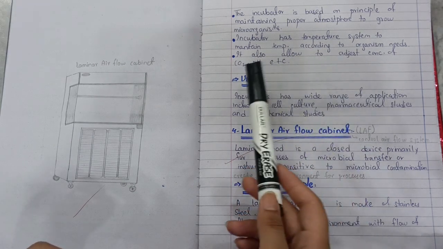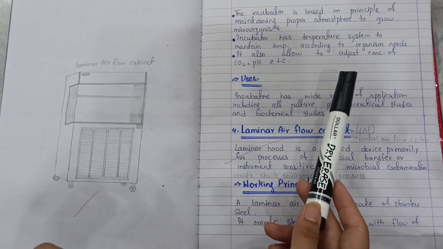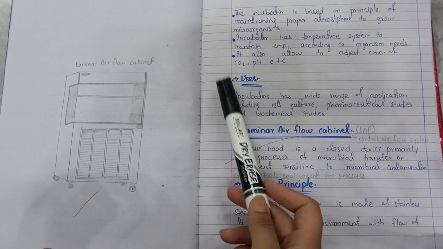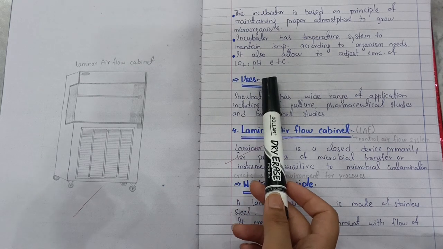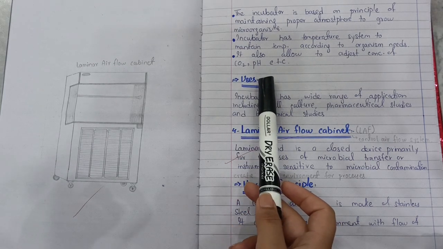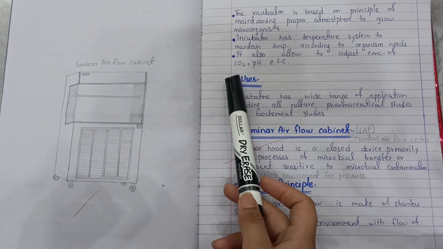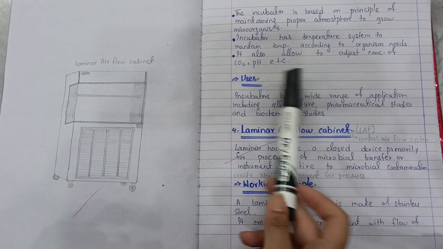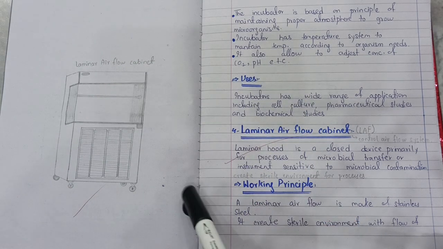Incubator has a temperature system to maintain the temperature according to the organism's needs. It also allows you to adjust the concentration of carbon dioxide and pH. Definitely the concentration of pH and carbon dioxide affects the growth of microorganisms. So you should set all of these conditions, and after that you can see their growth.